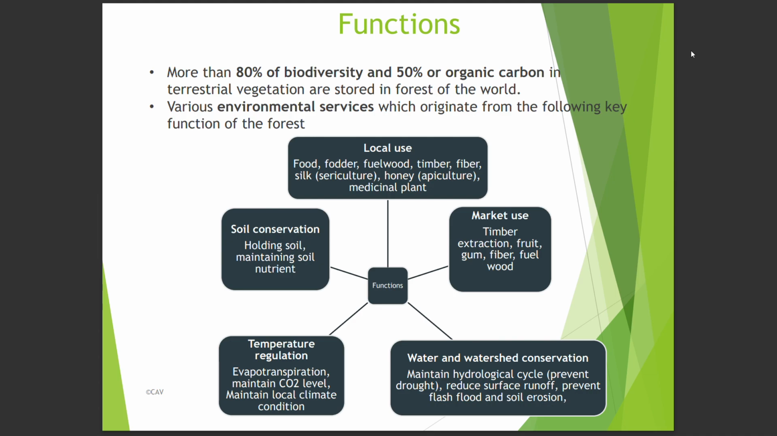Third is water and watershed conservation: maintain the hydrological cycle, prevent drought, reduce surface runoff, prevent flash flood and soil erosion. Fourth is temperature regulation: evapotranspiration, maintain CO2 level, maintain local climate conditions. Fifth is soil conservation: holding soil, maintaining soil nutrients and all.